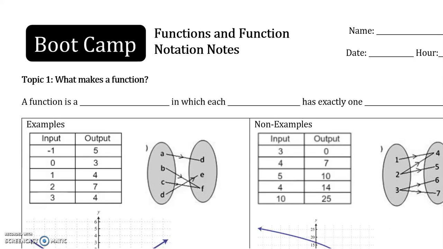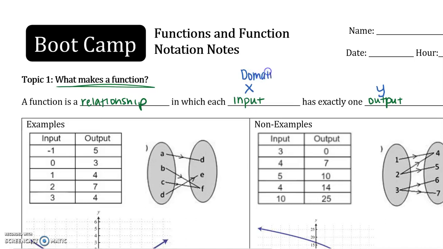The first thing we need to discuss is what is a function? What makes a function? A function is a relationship in which each input has exactly one output. And that terminology might be a little confusing to you. You can also think of it as each x has exactly one y. Or you could even think of it as each number in the domain goes to exactly one number in the range.